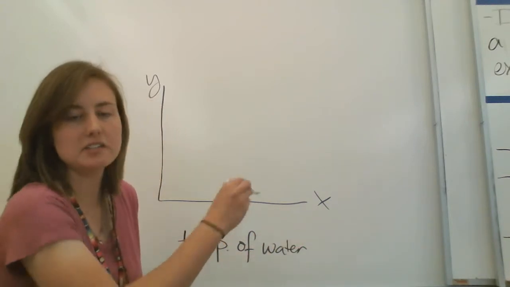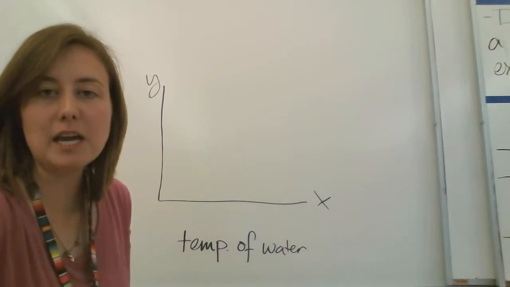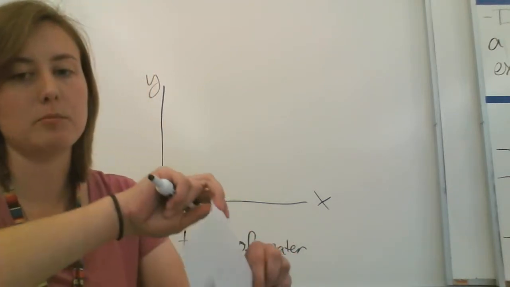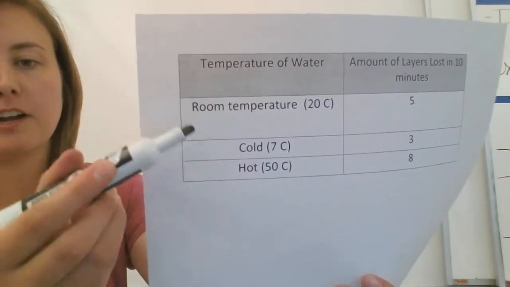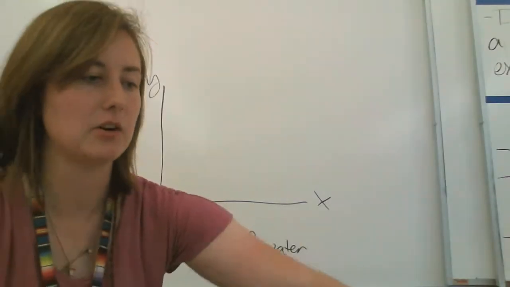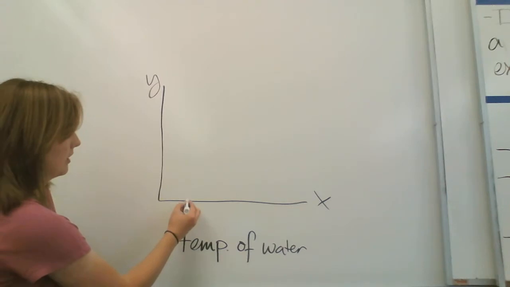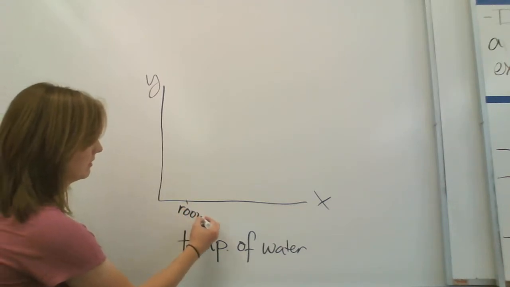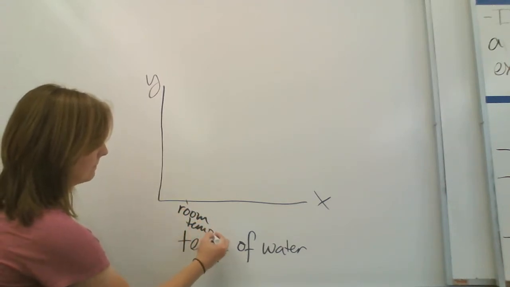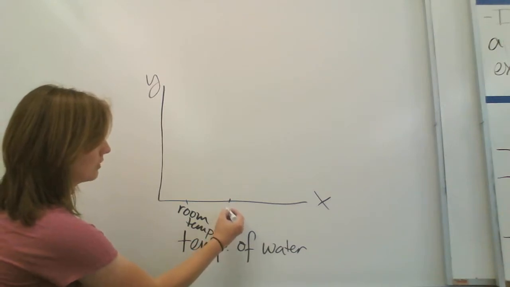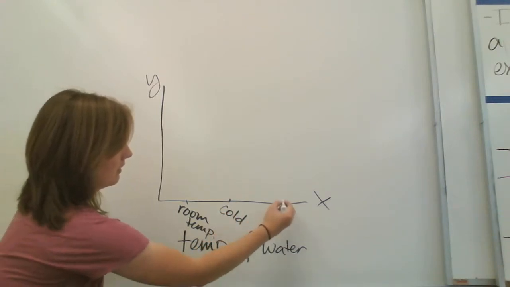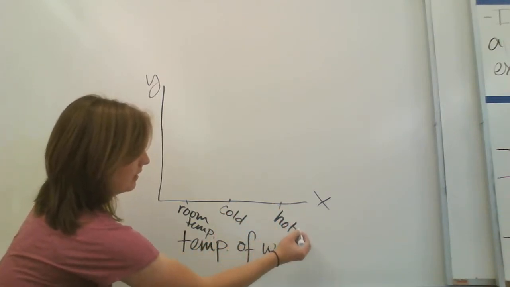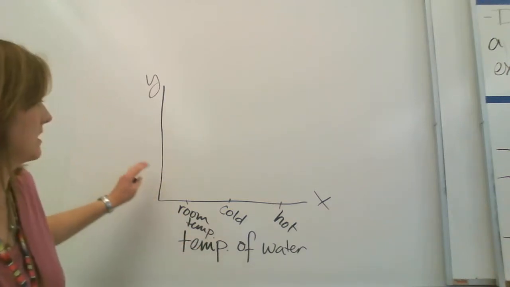Okay, and since I'm doing a bar graph, I'm going to label each of the 3 bars I'm going to make. So I'm going to make 1 bar for each temperature, and I've got to label each of the 3 bars. So I'll do one for room temperature, one for cold water, and one for hot water. I'm going to draw the bars later once I do my scale on the y-axis.